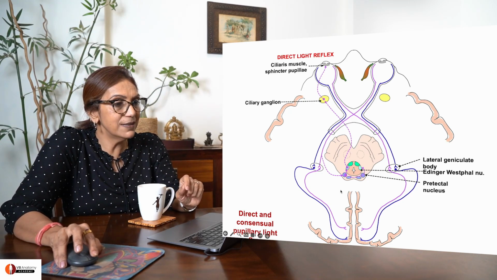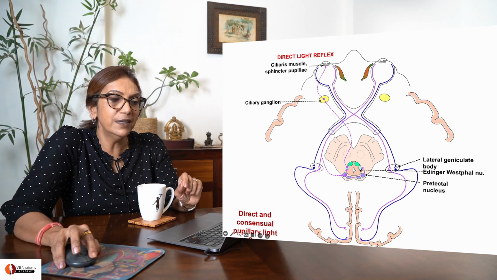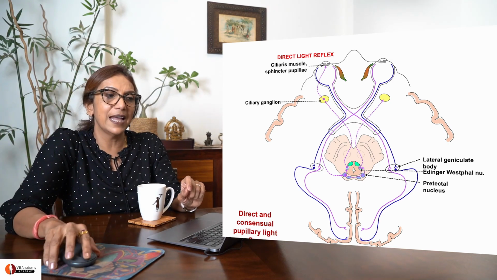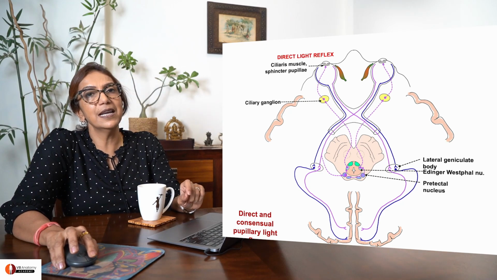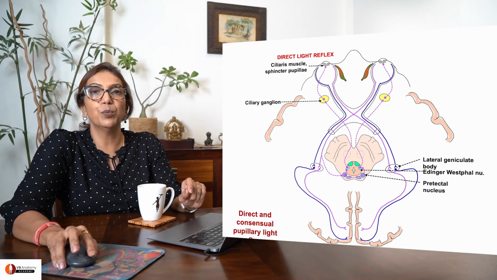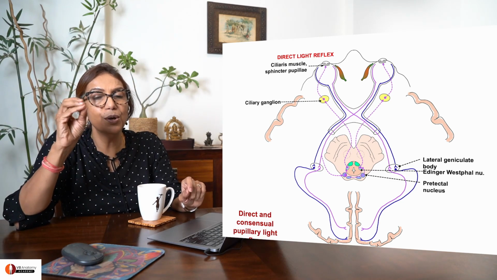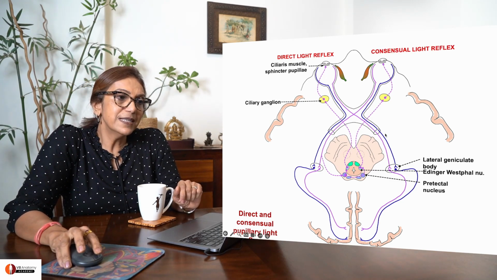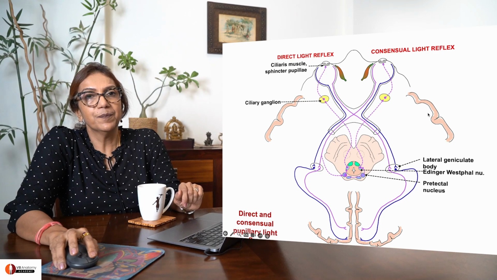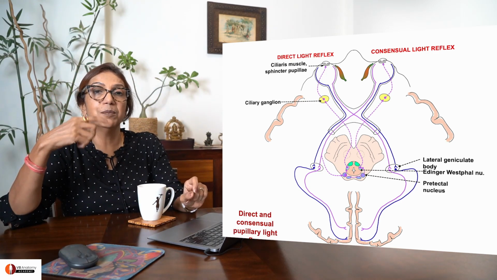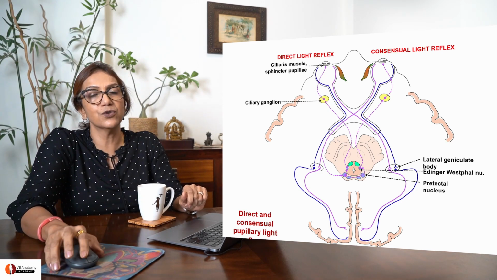But because the other side Edinger-Westphal was stimulated, it also stimulated the other side ciliary ganglion, other side ciliaris muscles to contract, pupillary muscles to contract, and the other side pupils also constrict. This is called consensual light reflex. So, when you put light in one eye, the other eye is closed, but it will still show pupillary constriction.